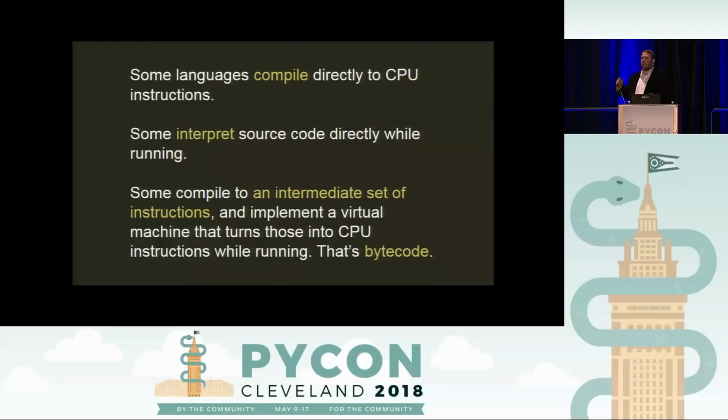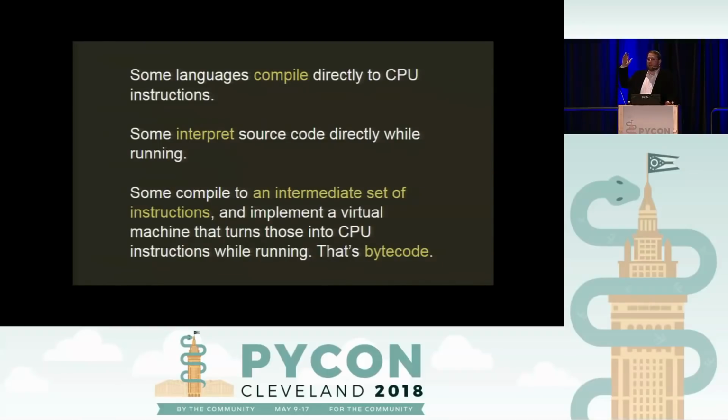But there's actually a third way. Some languages compile to a set of instructions that's not for any real physical CPU that exists. I suppose you could go build one, but it doesn't exist right now. These languages compile to instructions for a CPU that doesn't exist, and then the interpreter is a piece of software that implements that CPU, that understands those instructions and how to translate them into the specific instructions for whatever actual processor you're running it on. We call that bytecode.